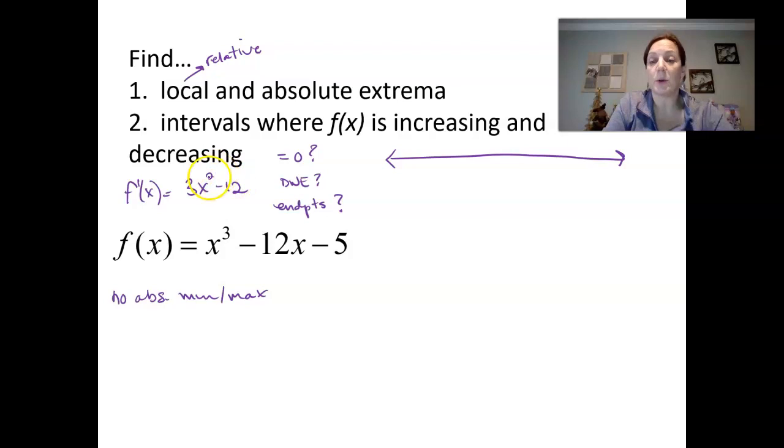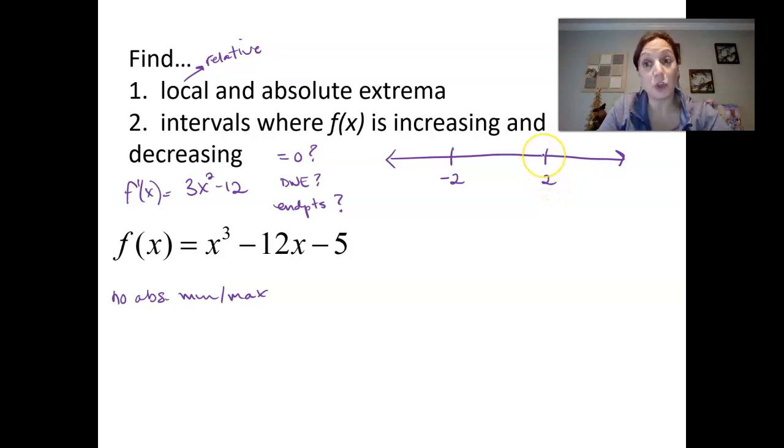f prime equal to 0, though, that's a different story. This thing is going to equal 0 twice, at 2 and at negative 2. So all I have to do is set this equal to 0, solve for x. I'm going to find that it hits 0 twice, once at negative 2 and once at positive 2. So I have 2 critical points that I need to take a look at.